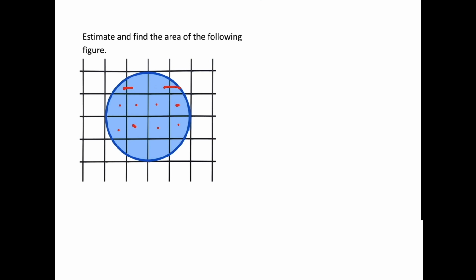These two look like they make a whole square, making 10. These two look like they make a whole square, making 11. And these two look like they make a whole square, making 12. So we can say that our area is about 12 square units. Now let's find our actual.